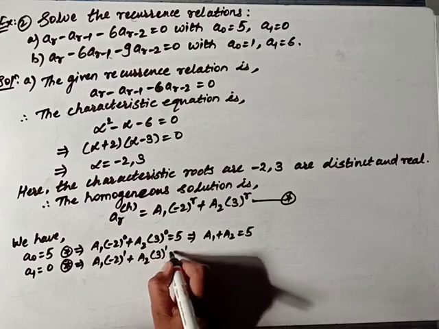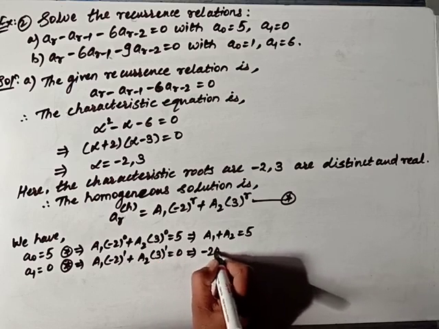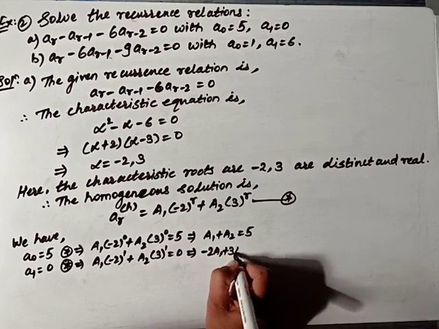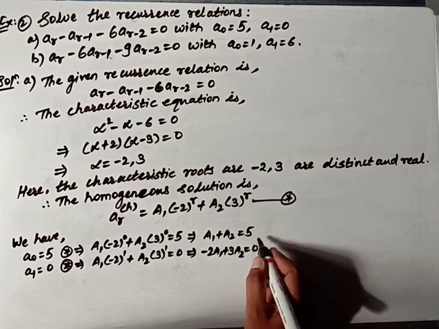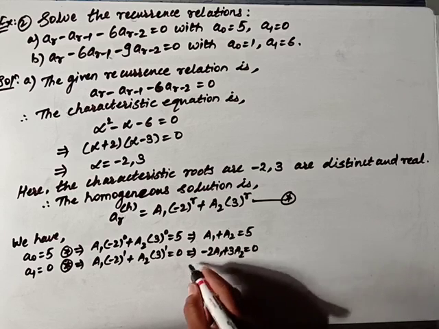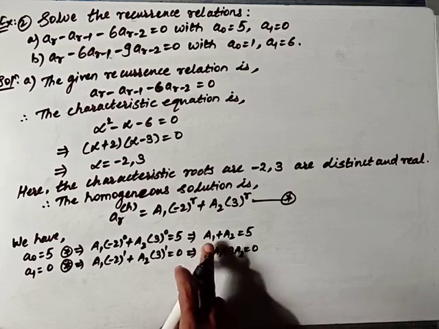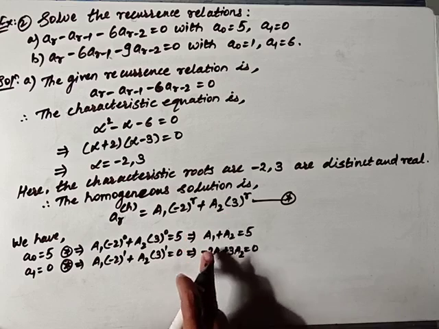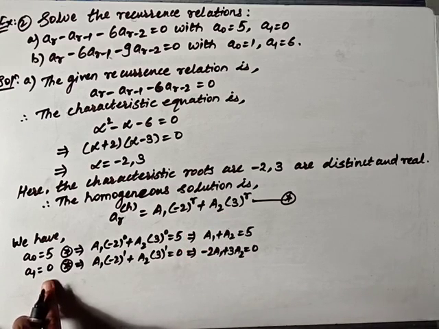3 raised to 1. That is equal to 0. So it will be minus 2a1 plus 3a2 is equal to 0. So these two equations we will get here. As we have written in the steps, we get k linear equations in k unknowns. So here a1, a2 are our unknowns. We get two equations in these unknowns from initial conditions.